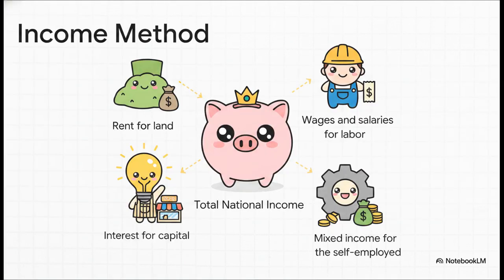Alternatively, we can calculate everything using what's called the income method. Instead of tracking all the goods produced, we simply add up everyone's compensation. Think about it. If you own land, you get rent. If you provide labor, you get wages. If you provide capital, you earn interest. And if you are an entrepreneur, you earn profit. We also toss in mixed income for self-employed folks, like local small business owners, where you can't easily separate their wages from their profits. You just add all these pieces together, and boom, you've got the total national income.